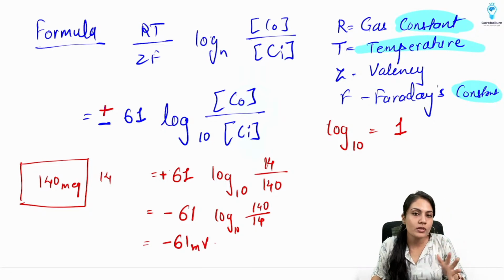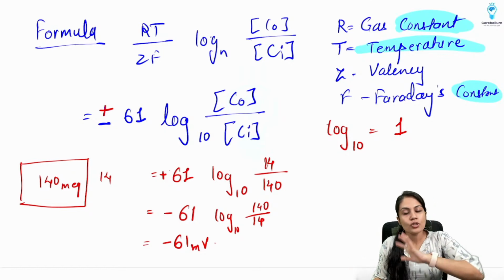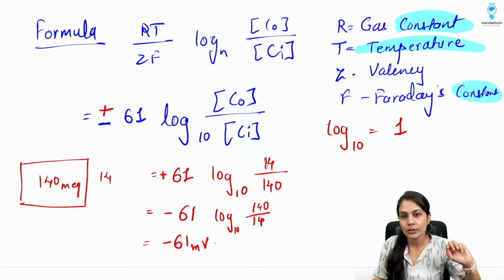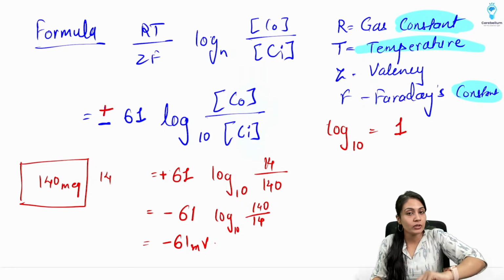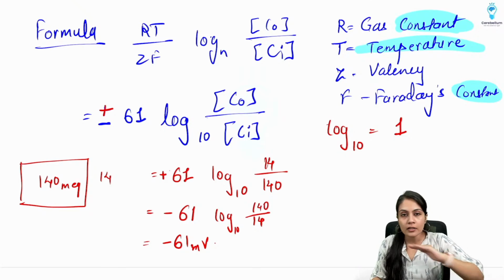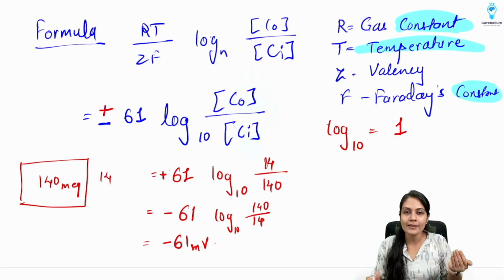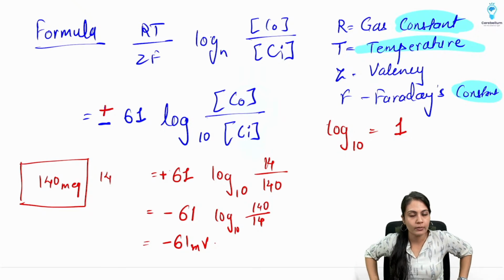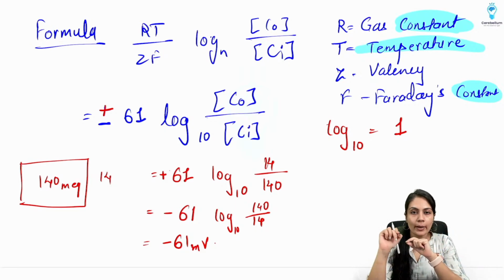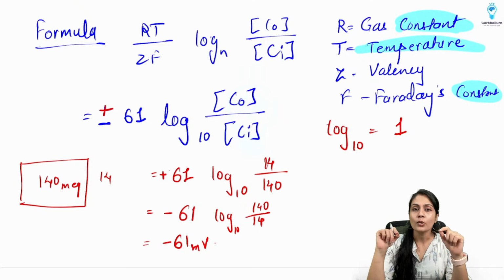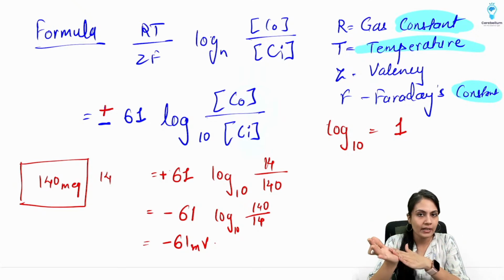If I'm confused about which sign to apply, just calculate it, whatever value it comes to, unless it's calcium or magnesium, because then you have to divide it by 2, right? Here the valency is 1, that's why we don't have to divide it. But if they give you potassium, sodium and all the monovalent ions, then you just have to find the value.